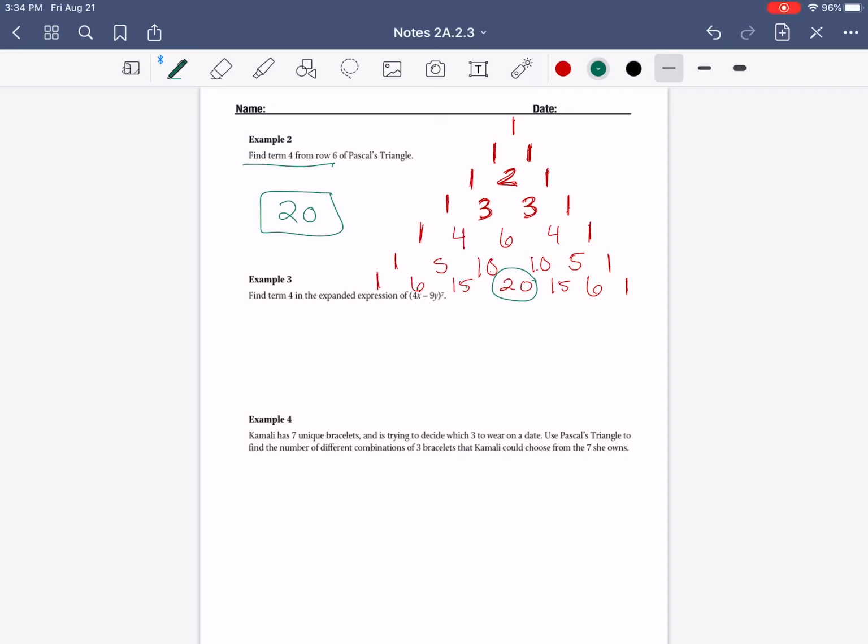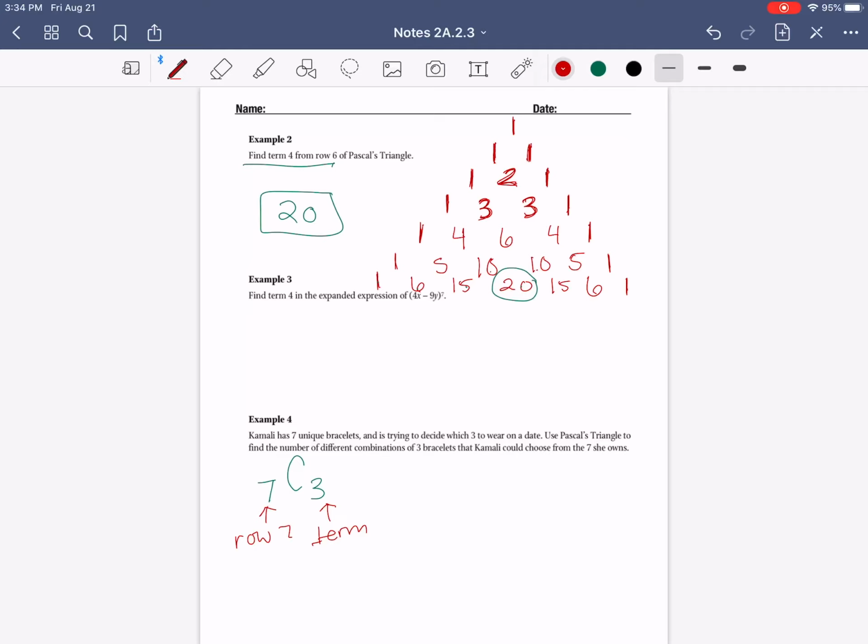Example number 3 says Kamali has 7 unique bracelets and is trying to decide which 3 to wear on a date. Use Pascal's triangle to find the number of different combinations of 3 bracelets that Kamali can choose from the 7 that she owns. So this is 7 choose 3. Like I said, it's a Math 2 standard. We don't cover it in Math 3, maybe later on if we have time. It's one of those topics that you probably missed because of distance learning. Okay, so what you have to do is get Pascal's triangle, row 7, term 3.